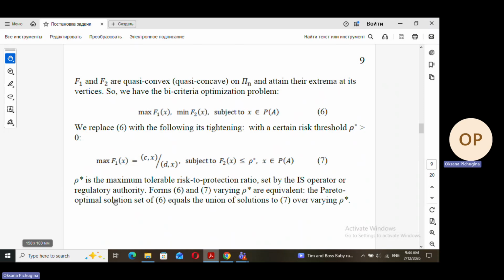For computation, we use threshold rho star, which is the maximal tolerable risk to protection ratio. We maximize F1 while requiring F2 to be at most rho star. By varying this threshold, we obtain Pareto optimal solutions of the initial problem.